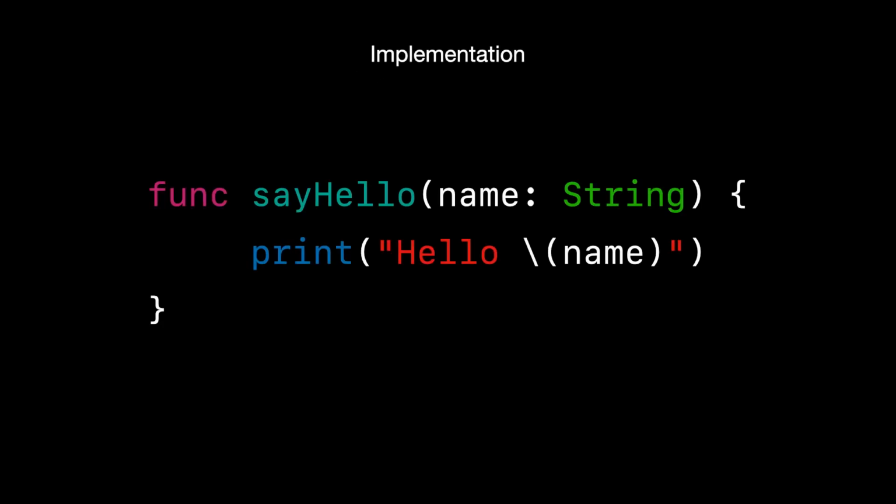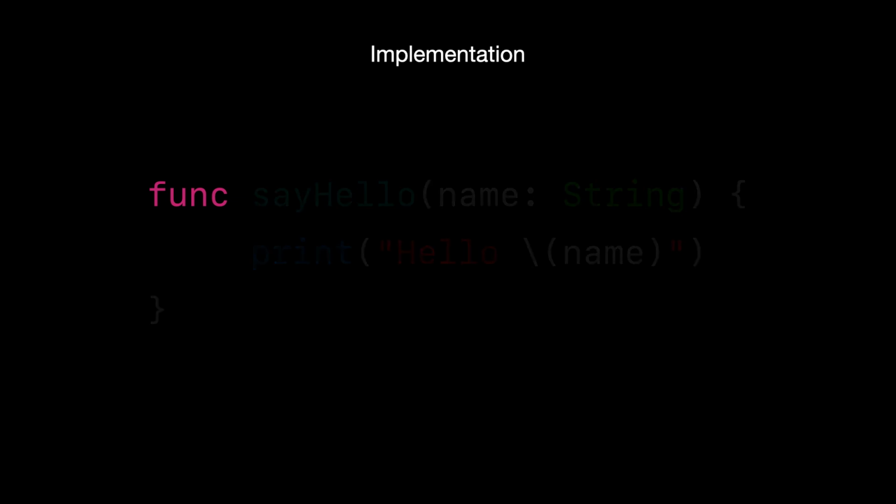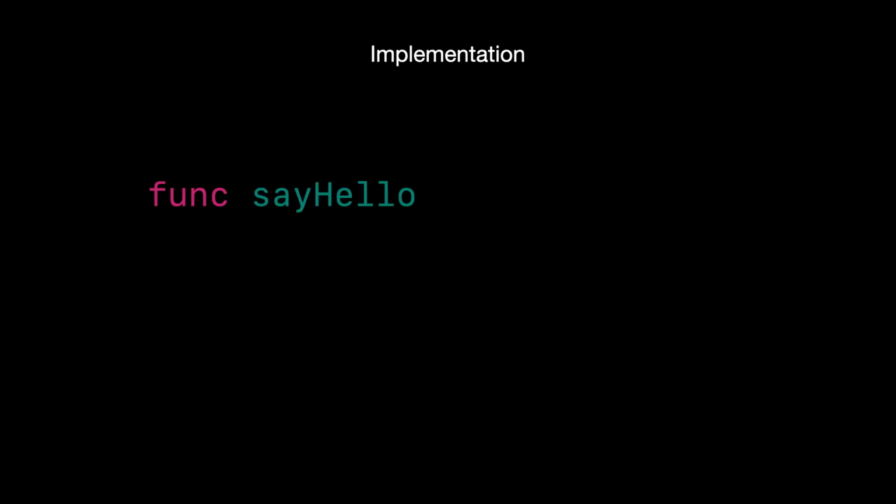Now let's look at implementation. This is an implementation of a function called sayHello. We start implementations by writing func. This indicates that what follows will be the declaration of a function. Then we give the function a name. It's a good practice to name a function based on what it does. After the name, we write the function type, which we learned earlier is what sort of data the function will accept and what type it will return.